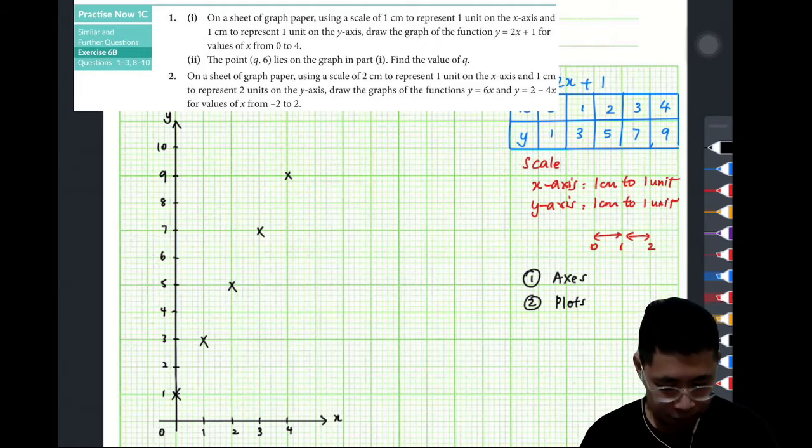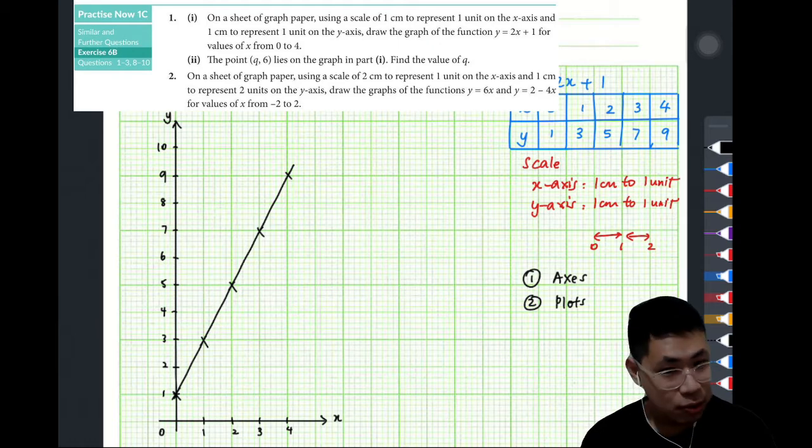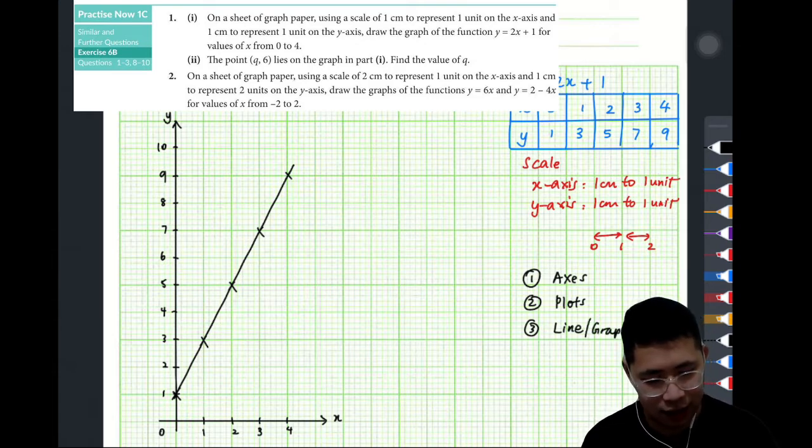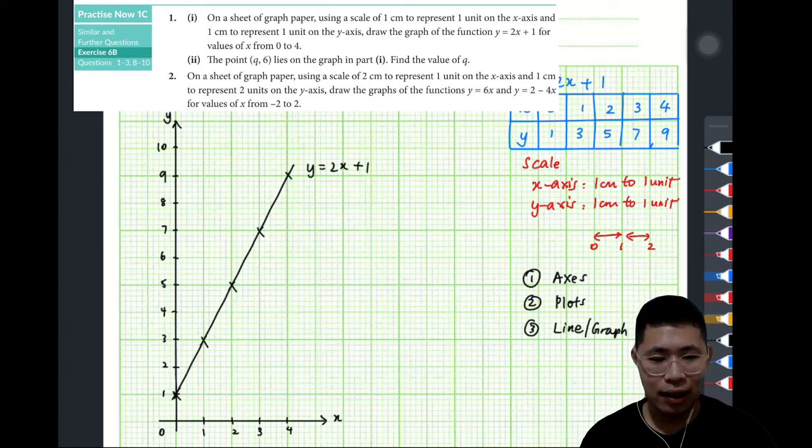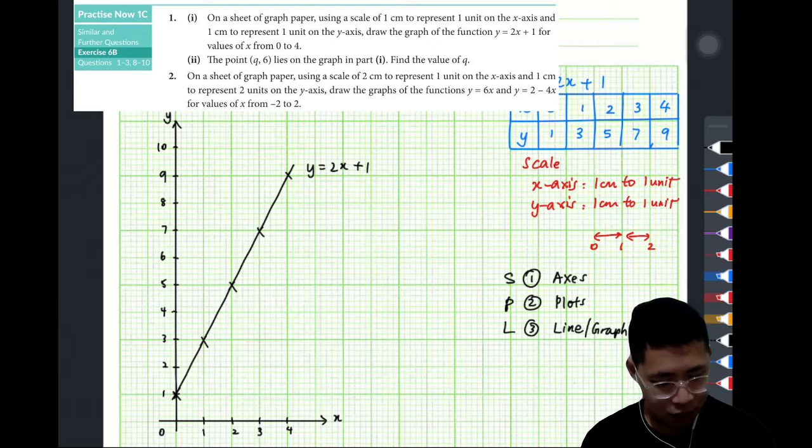Use your ruler. You're going to use your ruler, draw a straight line passing through all these points. So the last one is to draw the line of the graph. And label this as y equals 2x plus 1. Label the graph. So usually you have your scale mark, your plot mark, and your line mark.